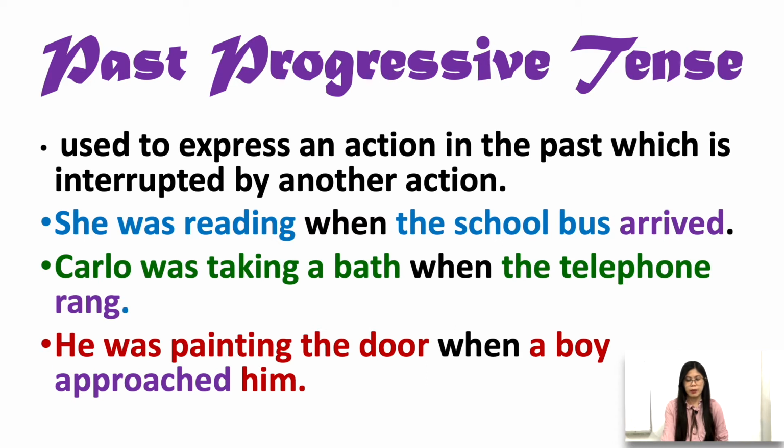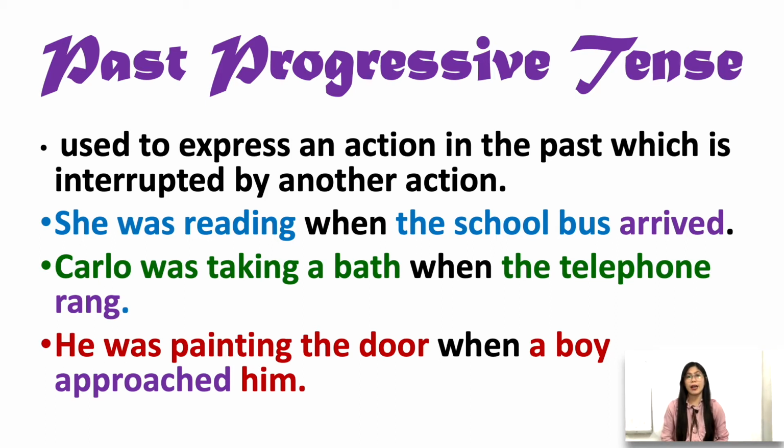Note as well that the other verb is in the past tense form, which is the word arrived. And the other was formed by was plus verb ing, which is was reading. Another example. Carla was taking a bath when the telephone rang.